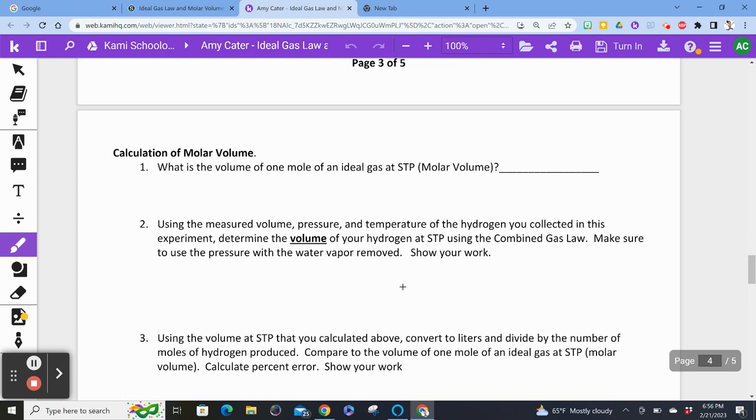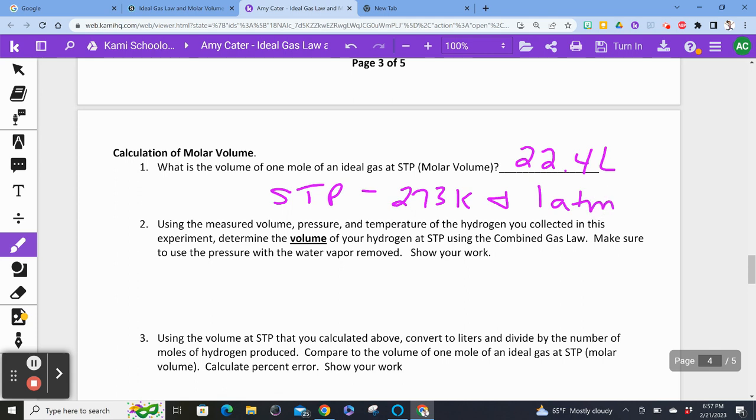So with calculating molar volume, first off, we need to remember that 1 mole of a gas is always equal to 22.4 liters of that gas at standard temperature and pressure. And remember, STP is 273 Kelvin and 1 atmosphere.